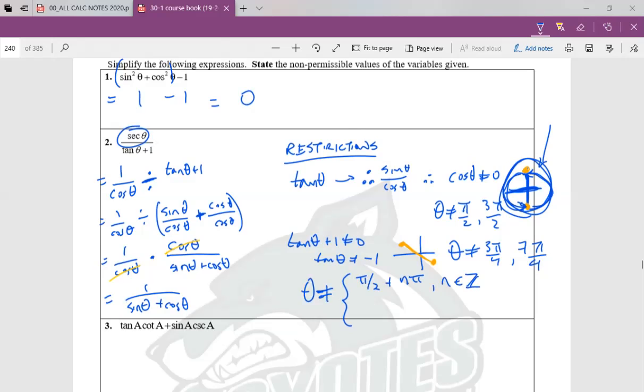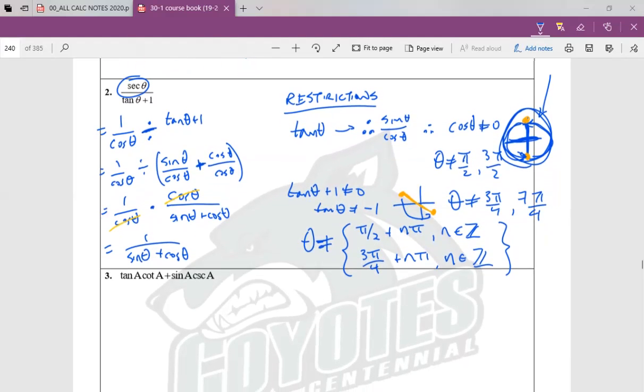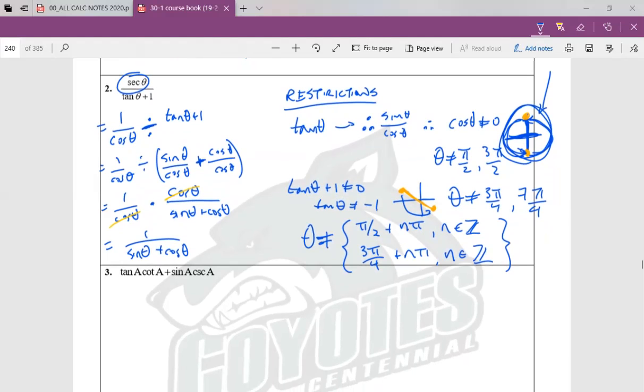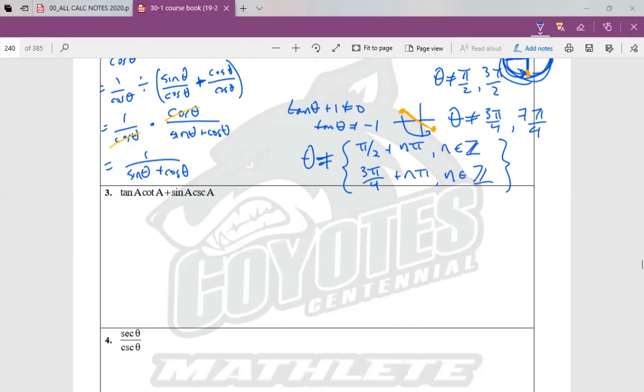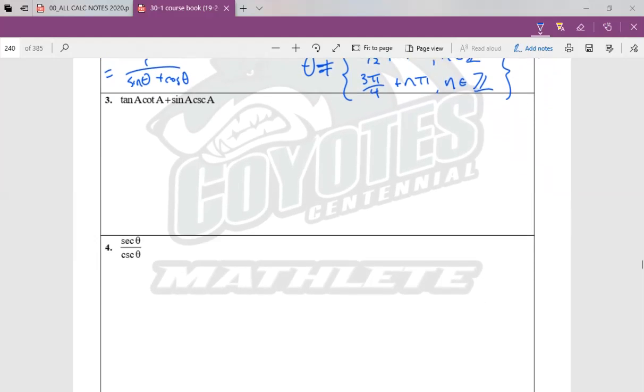What about for these two? This first one is 3 pi quarters plus, again, 180 degrees to get to this next one. So n times pi in radians, n an integer. So that ends up being our restrictions. Sometimes even more work than just the original simplifying is to note your restrictions, but that is certainly part of it. This one ends up being a fair amount cleaner than the last one.